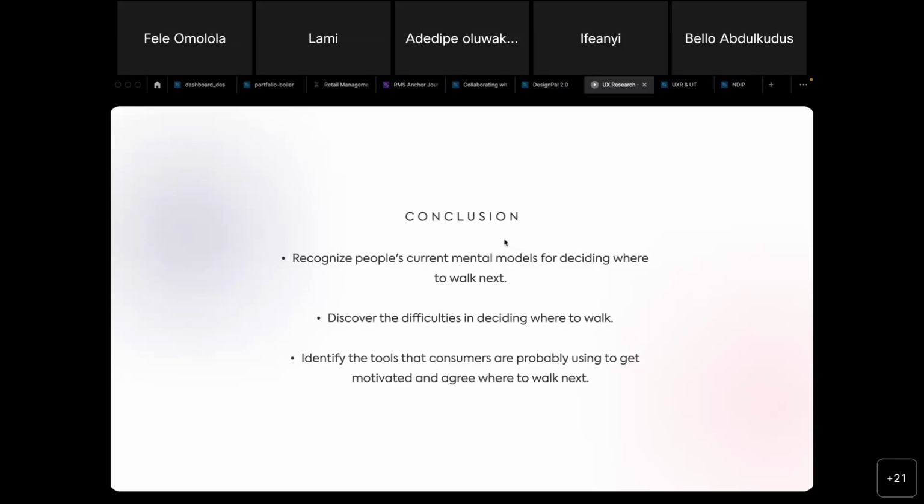So I've said this also, you need to understand the kind of tools they use, right? The most important thing is for you to understand more about your users, right? And one more thing, don't design for yourself. You are designing for users, so you need to put them first.